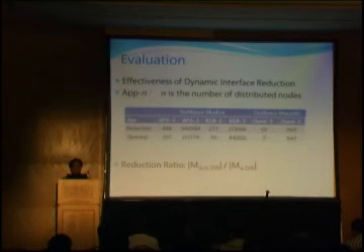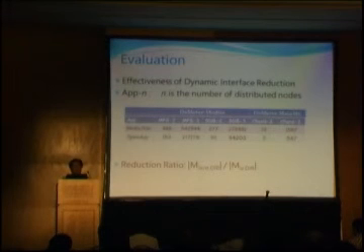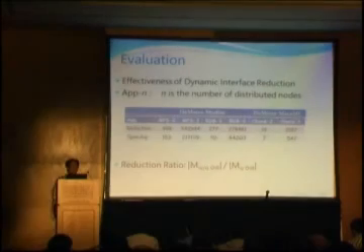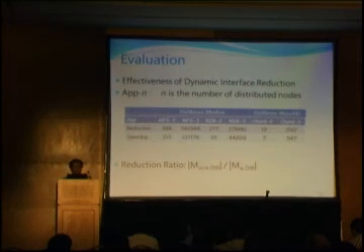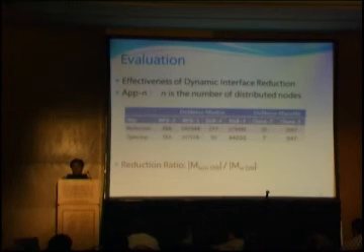And the second row shows the runtime speed up that we can achieve for this reduction. We can see that the speed up is relatively smaller than the reduction ratio. This is because our dynamic interface reduction introduces some constant overhead, which can make the running time of each explored execution a little bit longer. However, our technique can still win because we allow the model checkers to explore much fewer executions.